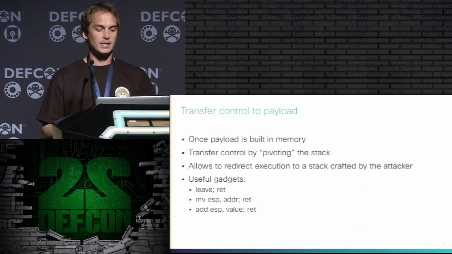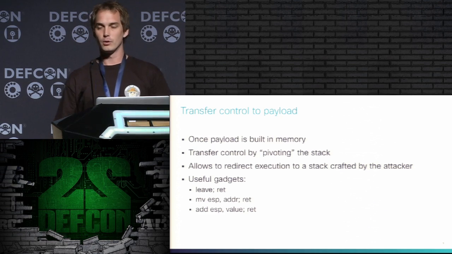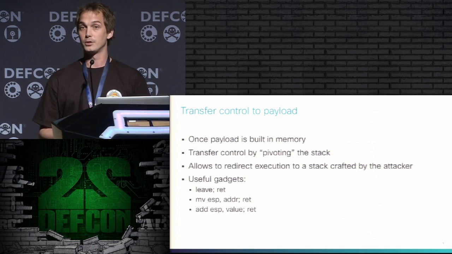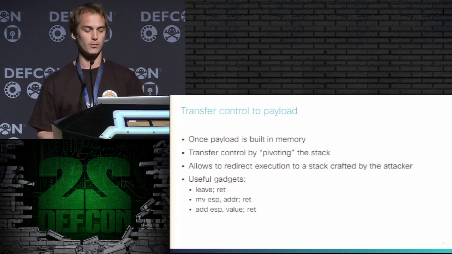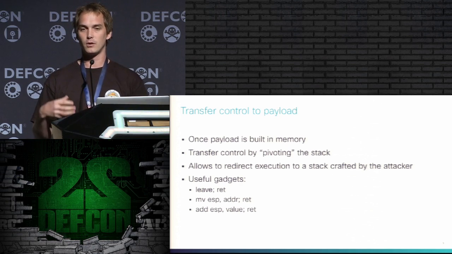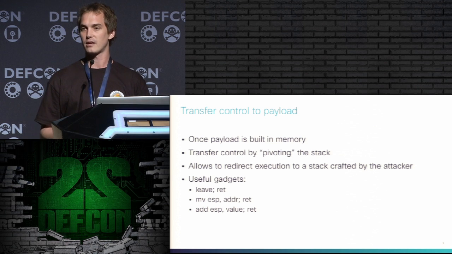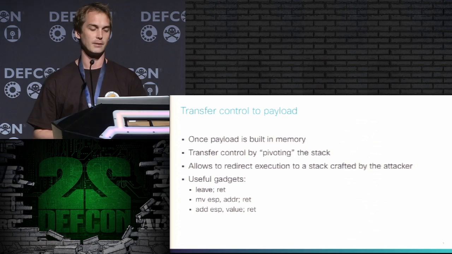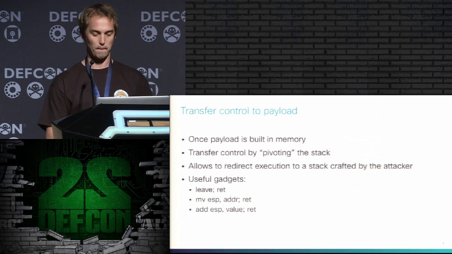So once you've done your stage 0, you've built your fake stack frame in memory. You want to transfer control to that payload because that's what you want to execute, right? You want to get a shell or get whatever you want. So shifting control from the current control flow into your stack frame is called stack pivoting, and it's a way of redirecting control flow so that you then get your code to run once you've built it.